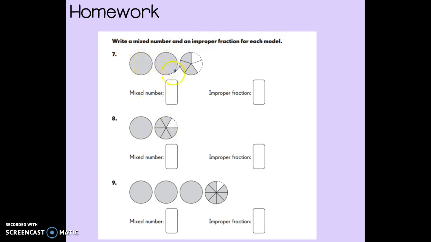I know right now that if I write it as a mixed number, I have 2 whole, and I've got 1, 2, 3 out of 5. So as a mixed number, this picture shows 2 and 3/5. As an improper fraction, I know this is a whole, so I know that's 5/5. So I know there's 5 of them there. I know this is a whole, so I've got 5/5. So I've got 5, 10, 11, 12, 13. 13/5 is my improper fraction.